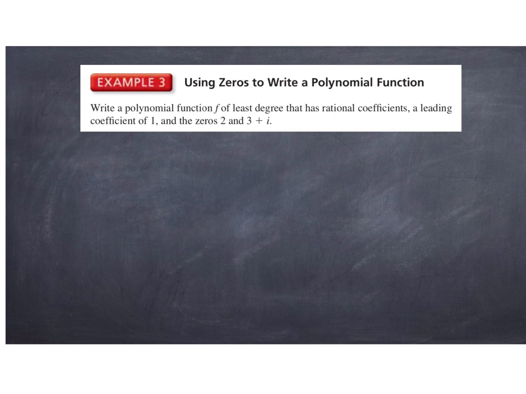All right, so write a polynomial, leading coefficient of 1, and the zeros are 2, 3 plus i. So there's a missing zero. So when it's a whole number, it's just the 2. So we have 2, we have 3 plus i, but then we're also going to have 3 minus i. Okay, so we're going to go ahead and set this up. So we've got x minus 2, and then x minus 3 plus i, and then x minus 3 minus i.